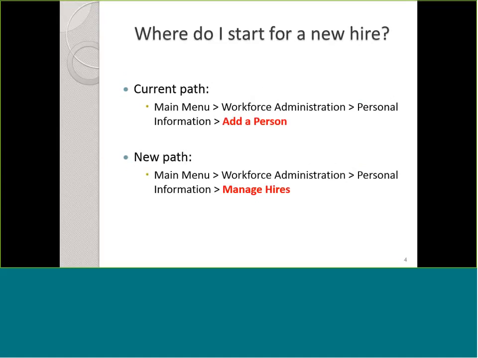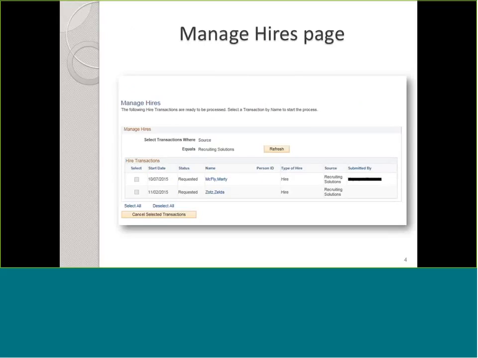Now, I wouldn't invite you to a tour and not tell you how to get there. The path at the top is what you use now to get to add a person. And you'll note that the new path to Manage Hires is very similar. You'll choose Manage Hires from personal information instead of add a person. Once your recruiting staff has told you that a person is ready to be onboarded, you'll go to the Manage Hires page, where you will see all the candidates who are ready for hire in your security. So just the people that you see now in your security.